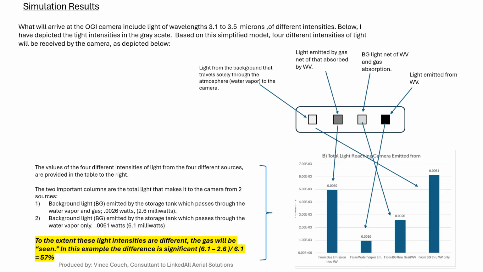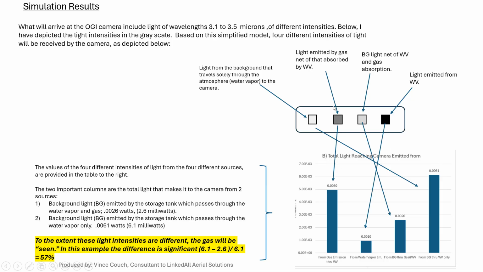Okay, so what will arrive at the camera, and these numbers are net of the transmission and filter of the lens. So this is what is going to show up at the sensor of the camera, inside the camera. As I mentioned, these 4 values, and here are the actual numbers associated with those values. So light from the background, it travels solely through the atmosphere. So that's right here. That's 0.0061 watts per meter squared. And if you convert that to milliwatts, that's 6.1 milliwatts. These are very small numbers, so I'm going to sometimes talk in terms of milliwatts.